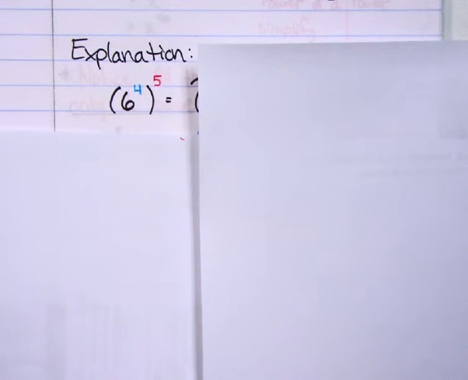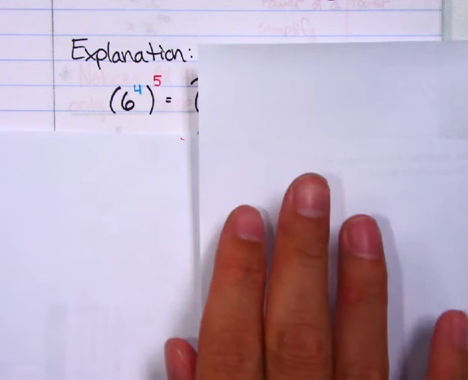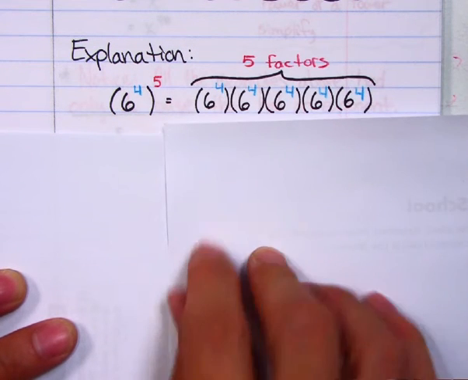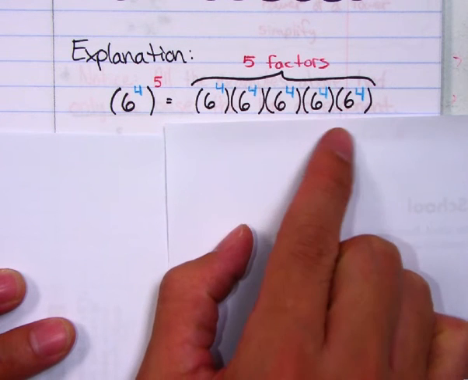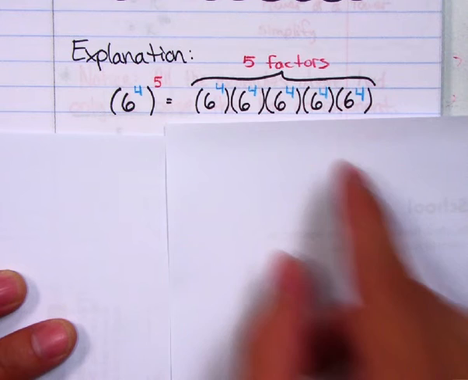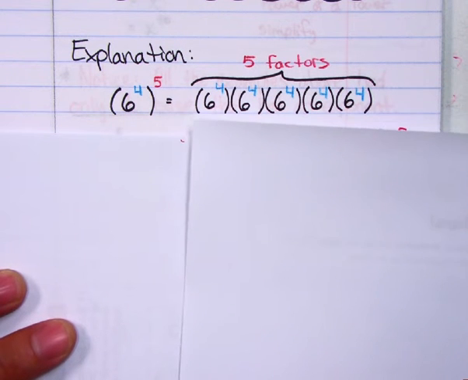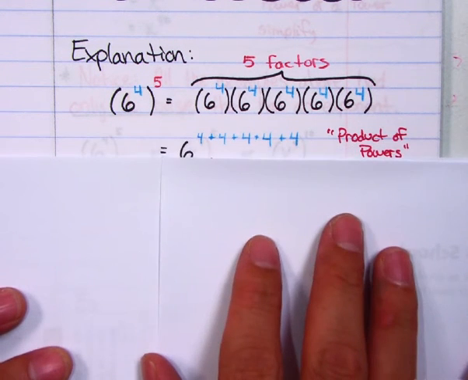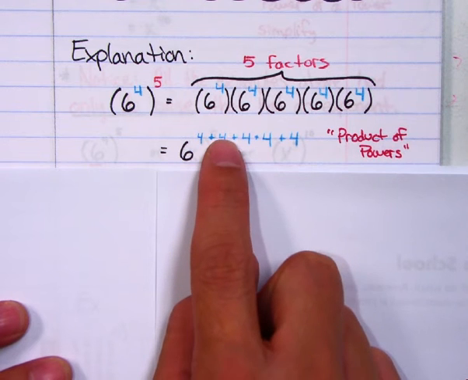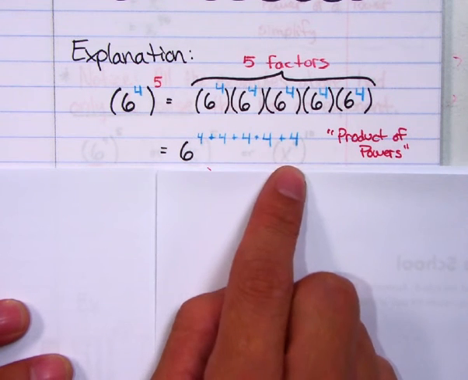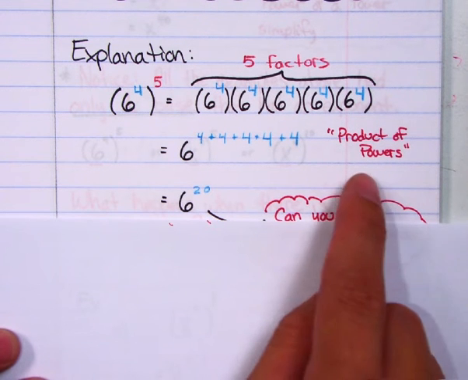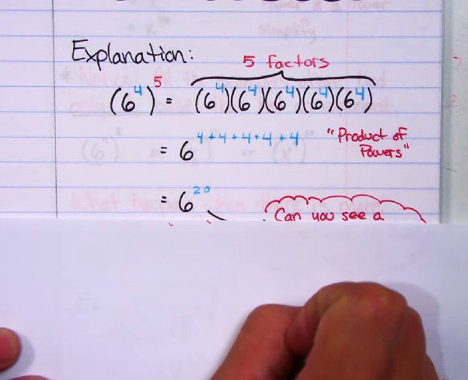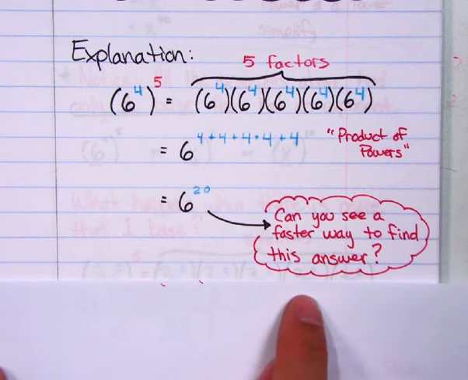Here's an explanation. 6 to the 4th power, then taken to the 5th power. What it's asking for is 5 factors of 6 to the 4th: 6 to the 4th times 6 to the 4th, 6 to the 4th, 6 to the 4th, 6 to the 4th. I could write them all out and then use the product of powers to add up those exponents: 6 to the 4 plus 4 plus 4 plus 4 plus 4. I add all that up and end up with 6 to the 20th. This is called the product of powers, which is what we learned last time. But we can see there is a faster way to do this.